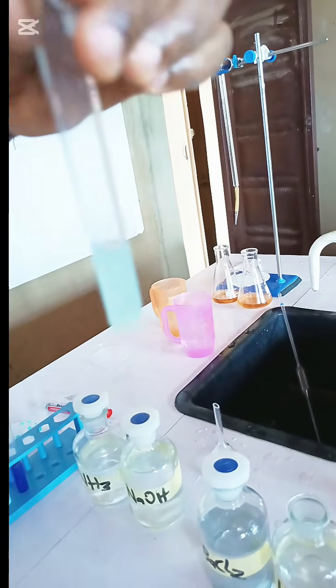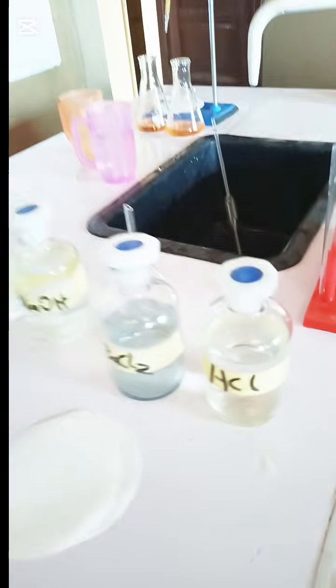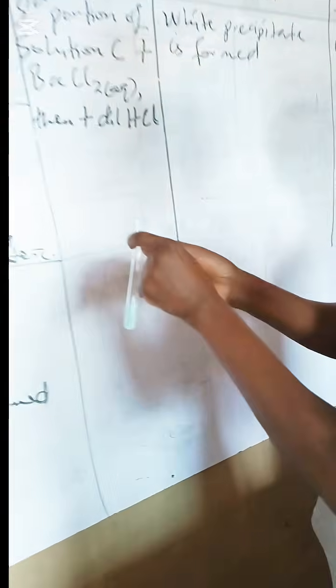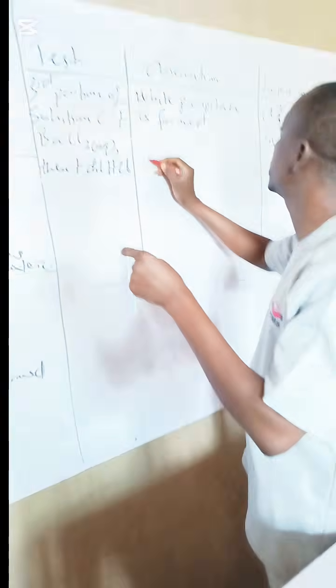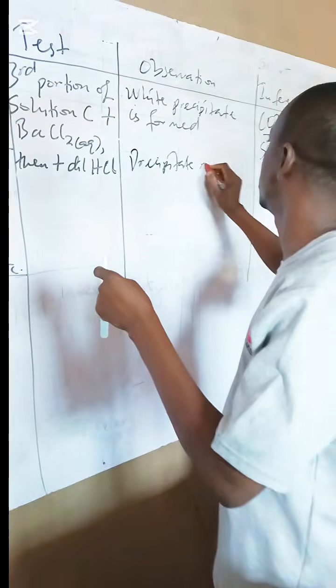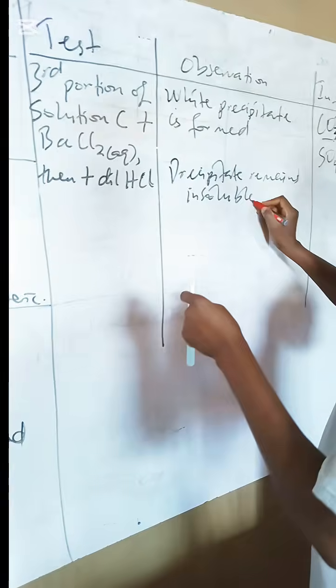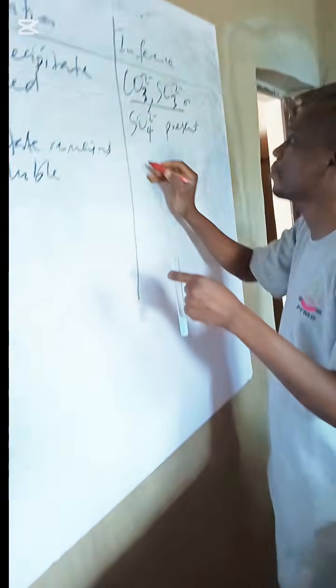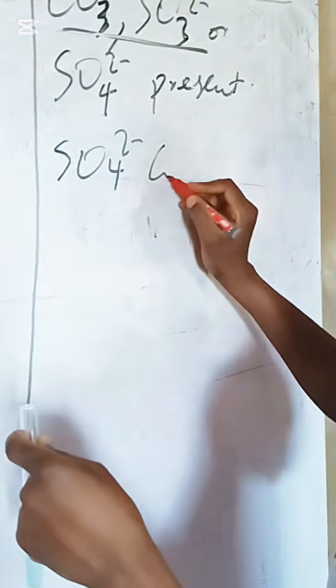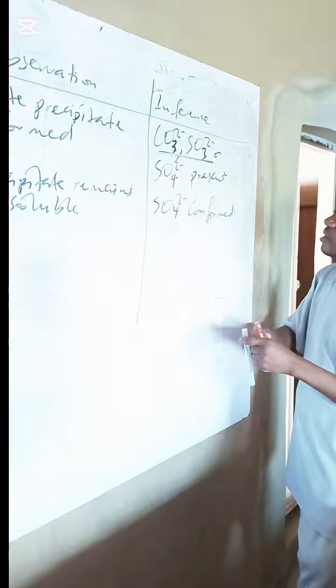You see, in excess of dilute HCl, it refuses to dissolve. Now, it means that when it's plus dilute HCl, the precipitate remains insoluble. And because it's insoluble, SO4 2- confirmed.